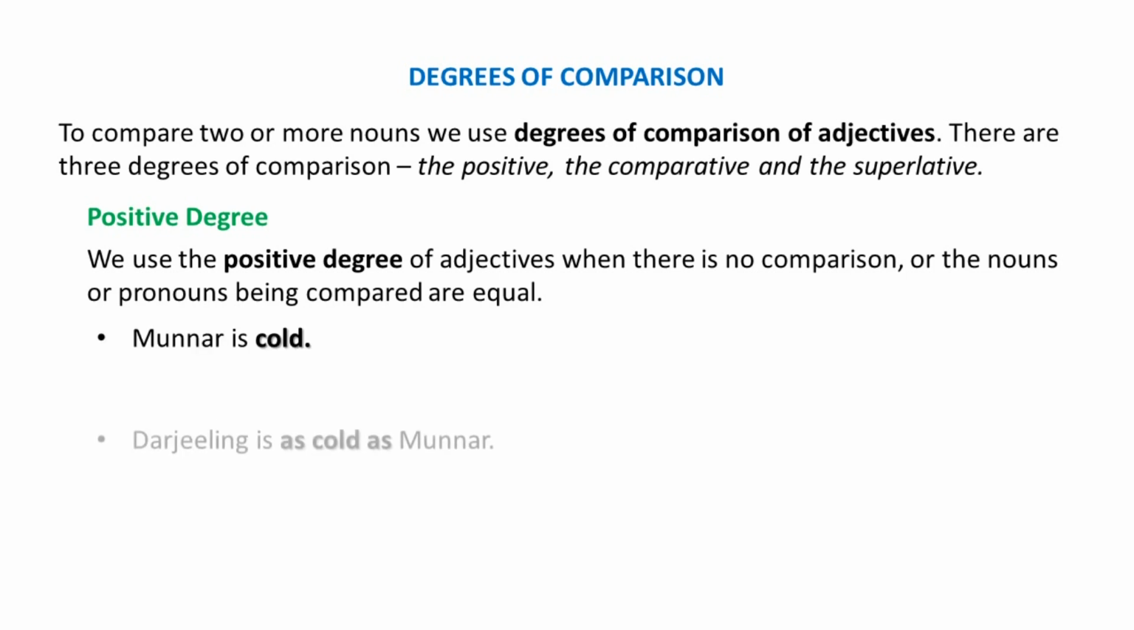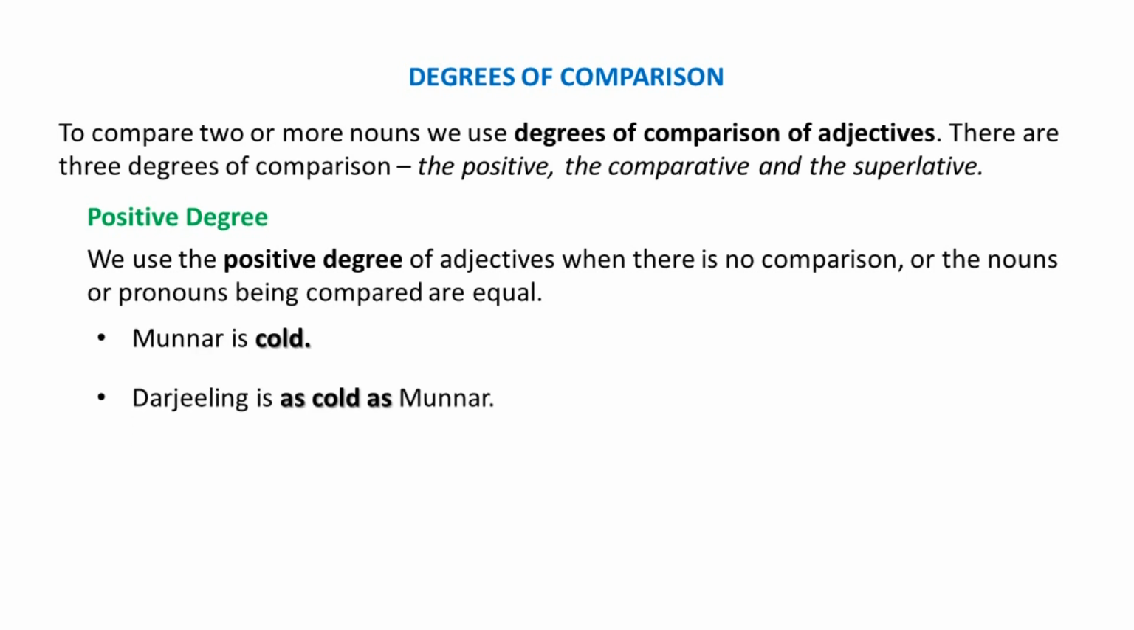Munnar is cold. Darjeeling is as cold as Munnar. In the first example, Munnar is cold. Hope you know that Munnar is a hill station. There is no comparison with any other hill station. We are just telling a fact about Munnar.